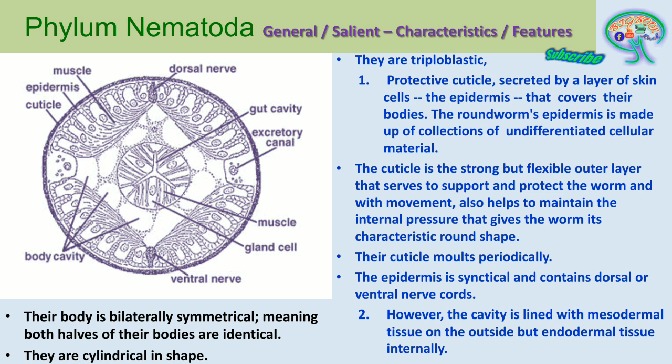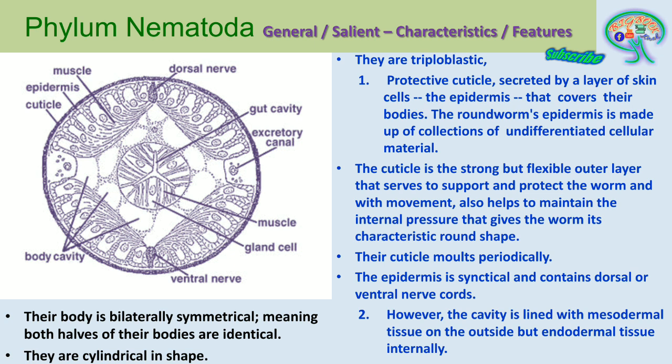Their cuticle molts periodically. So here the cuticle is going to be molted, that is removed, and a new cuticle is going to develop. The epidermis is syncytial and contains dorsal and ventral nerve cords. So here the epidermis is syncytial. It is nothing but the initial cells which take part during the development of the organism to form the epidermis; those remain the same, and that single layer of cells is going to divide and form the overall epidermis.